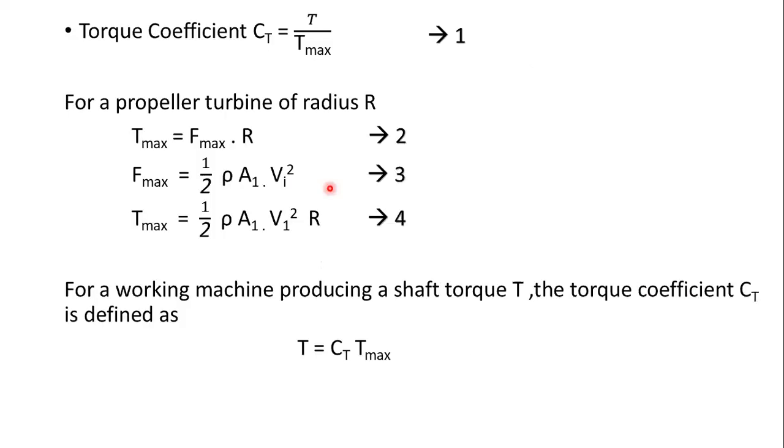Torque efficiency. This is denoted as Ct. It is defined as Ct is equal to capital T by T maximum. This is denoted as the first equation. In the numerator, capital T is the shaft torque, and in the denominator, T maximum is the torque at maximum efficiency.